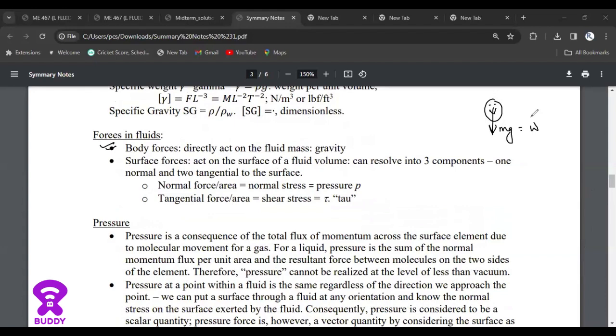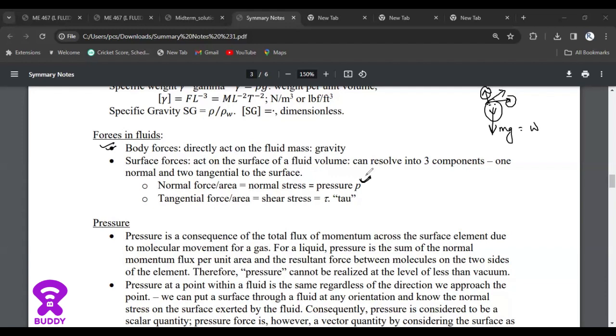Again, I can resolve into two components. One is a normal force and one is a tangential force. Suppose a surface force is there like this, so I can resolve like this, or I can resolve like this, right? So this will be the normal force and this will be the tangential force. Normal force because of pressure.